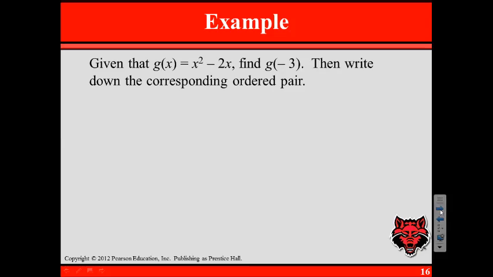So let's try to evaluate a function at a specific location. Given that g of x equals x squared minus 2x, find g of negative 3. Then write down the corresponding ordered pair. So remember, this negative 3 takes the place of our x value. So in our function, on both sides of the equation, we replace x with negative 3.